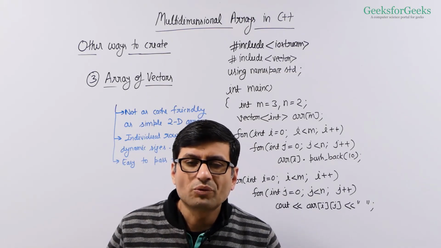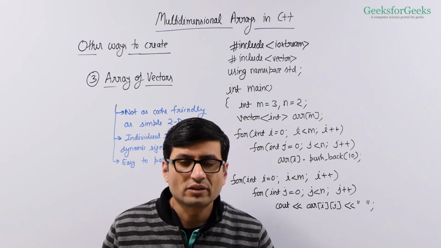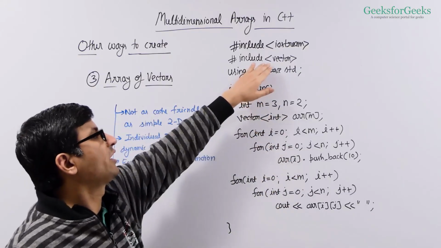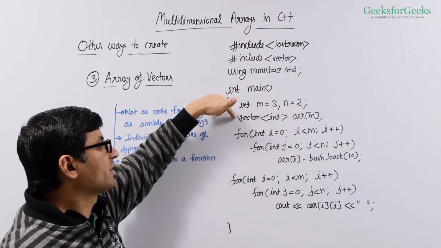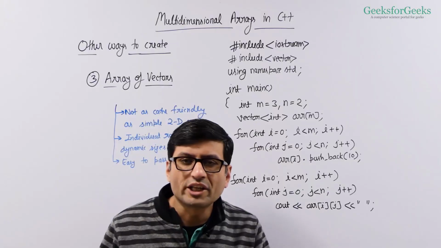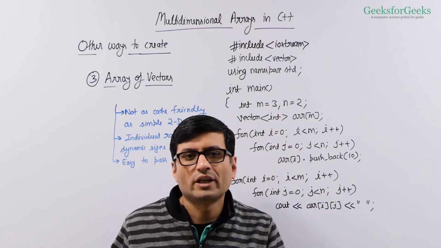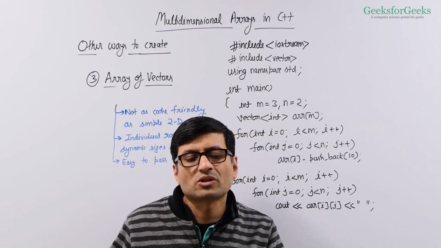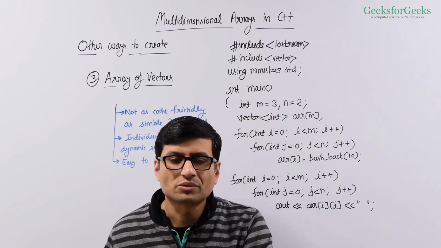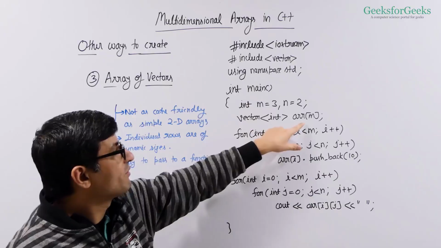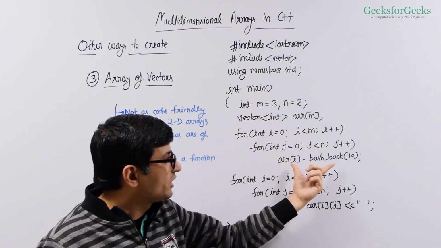Let us now see method 3 of creating 2D arrays. In this method, we are using STL vector. So we have included the vector header and then we have created an array of vectors. So we basically create m vectors where m is the number of rows and individual vectors are going to store contents of individual rows.